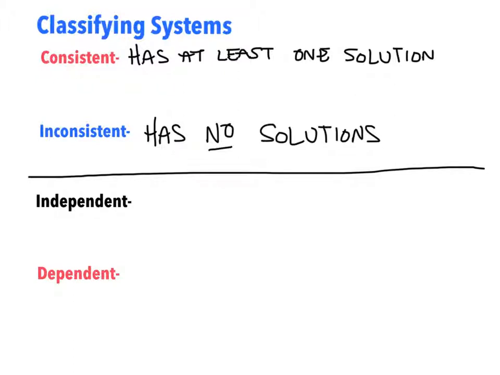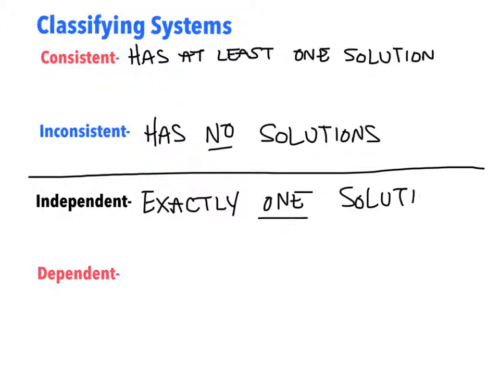Okay, and those are the first ways that we would classify a system, either consistent or inconsistent. The next would be independent or dependent. An independent system has exactly one solution. So only one point of intersection, exactly one solution. And then a dependent system has infinitely many solutions. Infinitely many. Okay, so now that we have these definitions, let's see what that looks like on a graph.